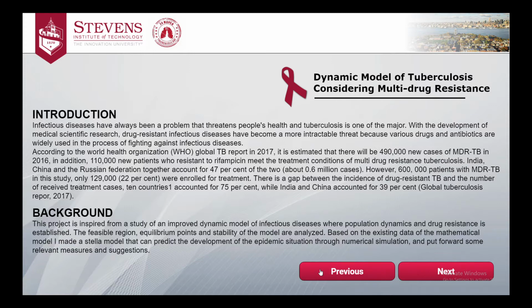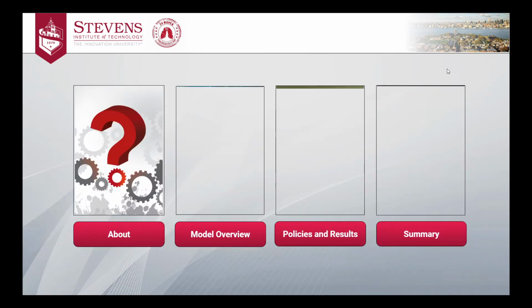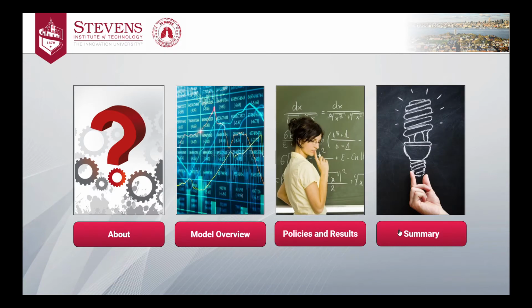You can go back, as you can see, to the previous page, or press next to go to the main home page, where you have links in form of buttons. You can press on about to know more about the model and the mathematical approach of it. You can press on model overview, policies and results, or summary. Let's go step by step and press here.